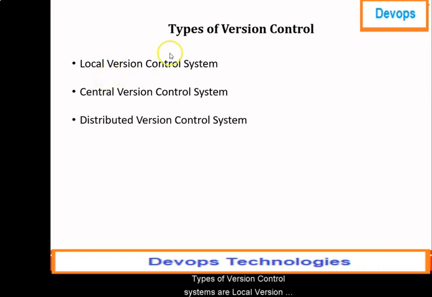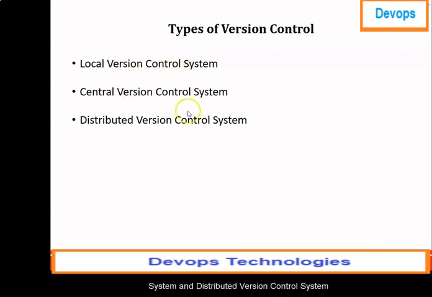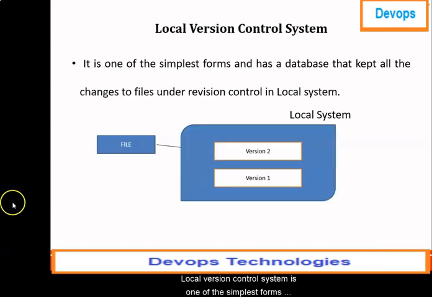Types of version control systems are local version control system, central version control system, and distributed version control system. Local version control system is one of the simplest forms and has a database that keeps all the changes to the files under version control in the local system. In this system, the developer maintains files in his local computer.